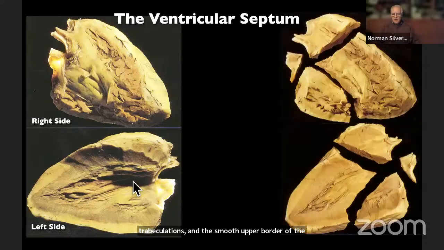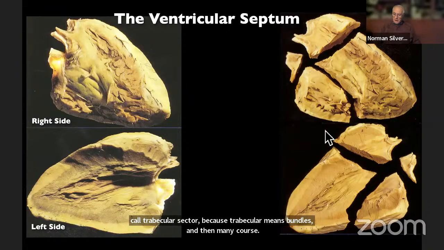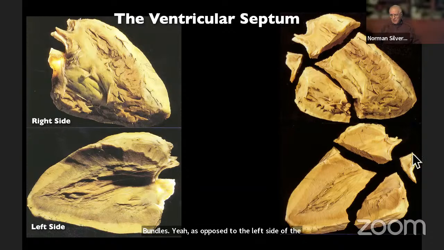And if we divide them, we have the heart in 4 sections. Here is the membranous septum, perfectly divided, the inlet septum at the level of those papillary muscles, the outlet septum, which is seen above here, supporting the pulmonary valve, and the rest of the muscular septum, which we call trabecular septum, because trabeculum means bundles, and there are many coarse bundles here, as opposed to the left side of the heart, where we see the outlet septum, the membranous septum, the inlet septum, and the muscular septum, in this case, with fine crisscrossing apical trabeculations and a smooth upper border.